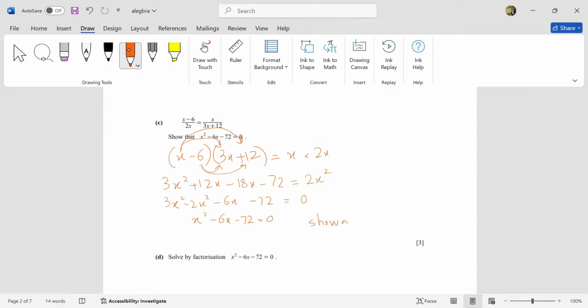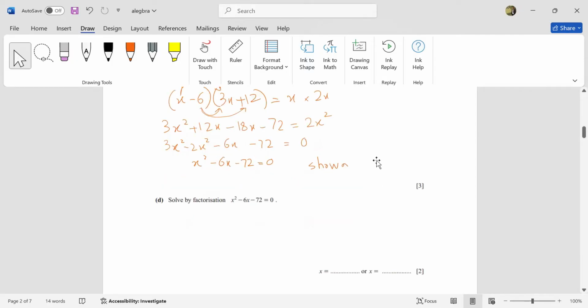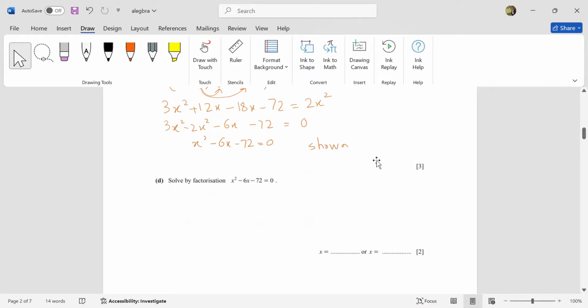Next comes solve by factorization. Generally, whenever these kind of questions come in paper 2, it is to be solved by quadratic formula, right? But over here, something out of the blue, they have asked solve by factorization. When they have used the words solve by factorization, it means if a student is going to solve it by quadratic formula, it is not acceptable. You have to solve it by factorization. Okay, so let's take a start.